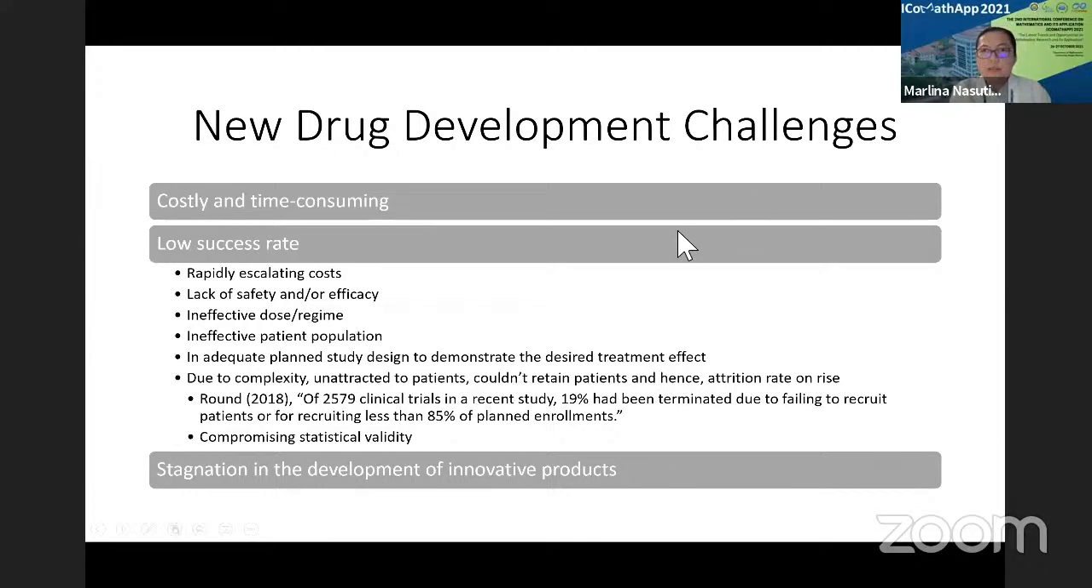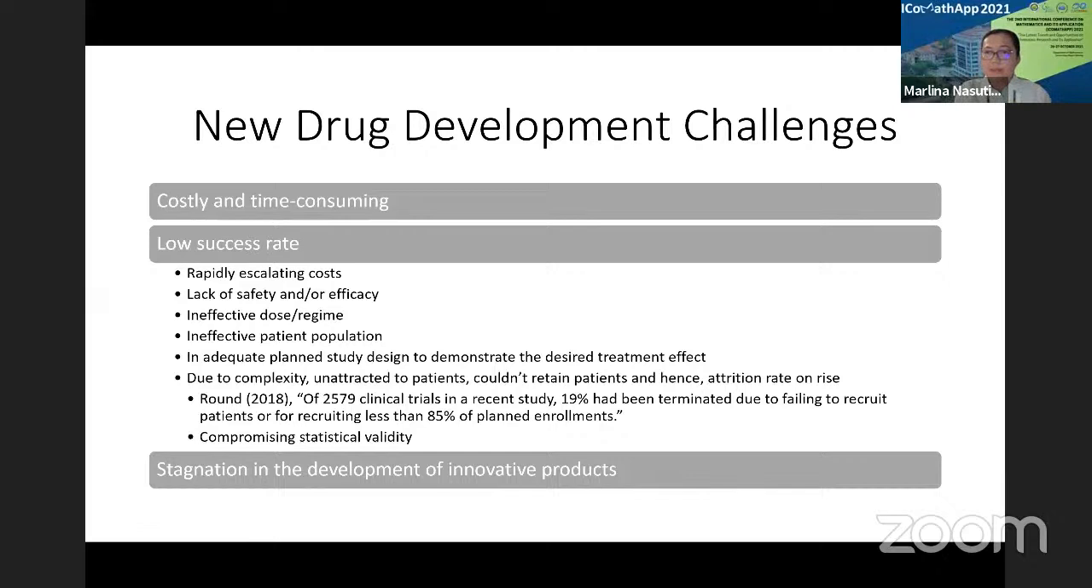So that's one of the angles, and also because of that, a part of that, there is a low success rate. So basically because it is costly and time consuming, as well as there is a poorly planned study design to demonstrate the treatment effect, then there will be a risk or a chance that the dose or regimen being investigated becomes ineffective, as well as probably the patient population is not the right one, so it becomes ineffective as well. And in return, there's a lack of safety and or efficacy data, of course.